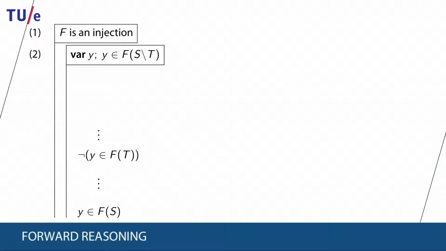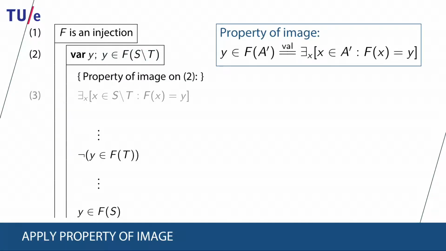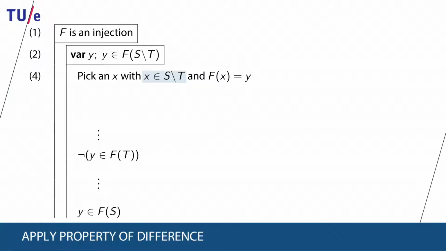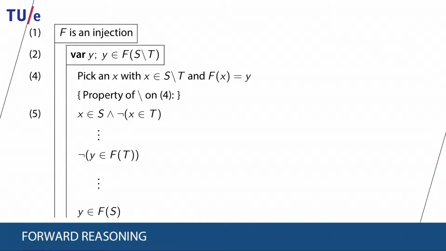We now switch to forward reasoning to draw some conclusions about y. Y is an element of the image under F of the difference of S and T, so we apply one of the two properties of image, according to which there exists an element in the difference of S and T that is mapped to y. The witness for the existential quantification will be instrumental in establishing both goals. Note that X is an element of the difference of S and T. So, with an application of the property of difference, we get that X is in S and X is not in T.